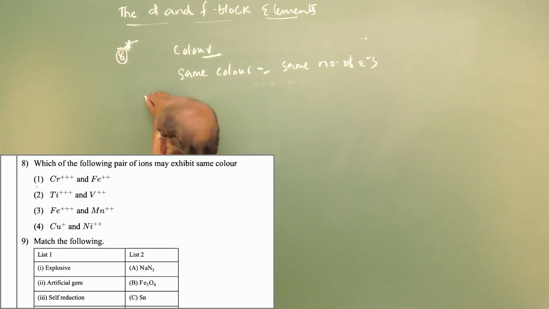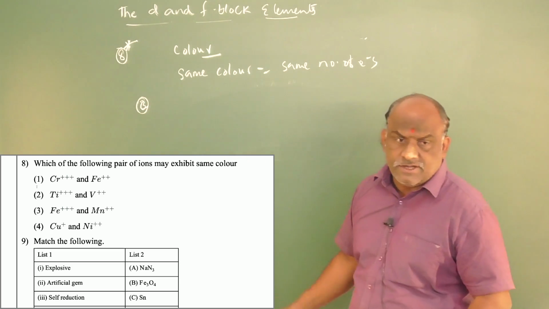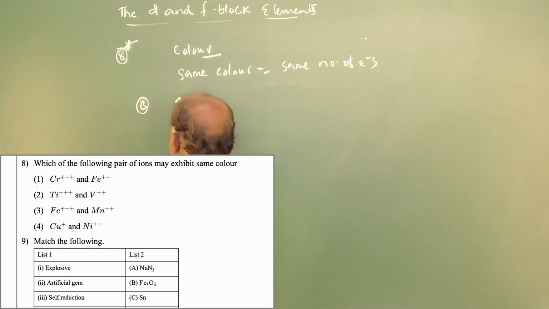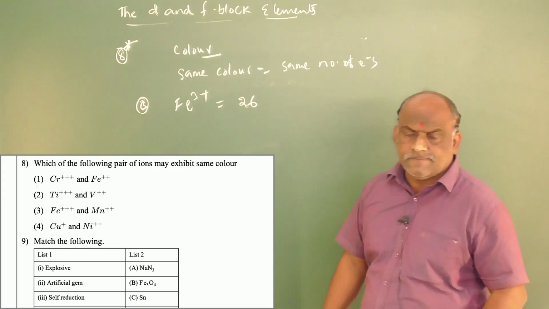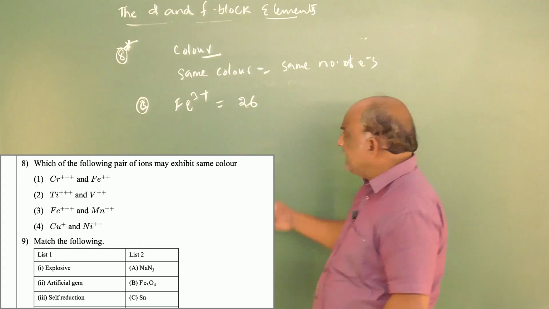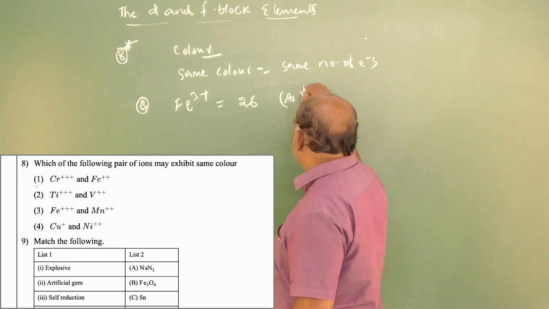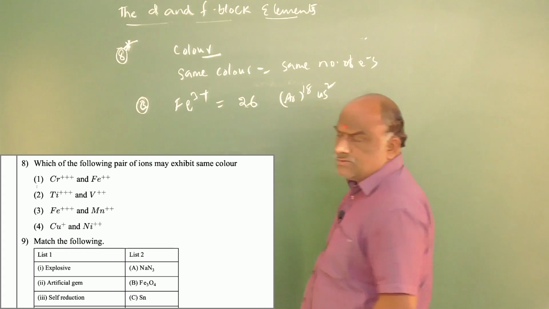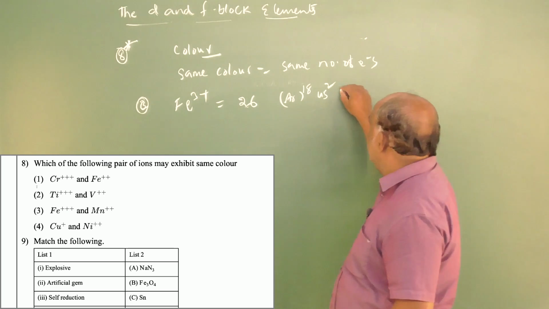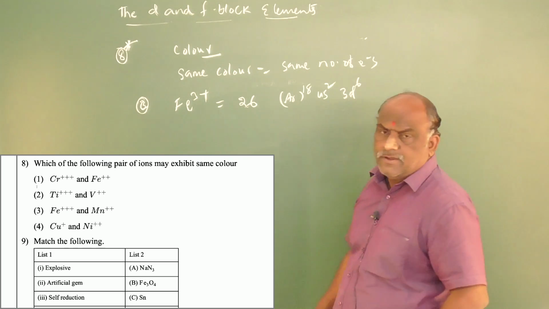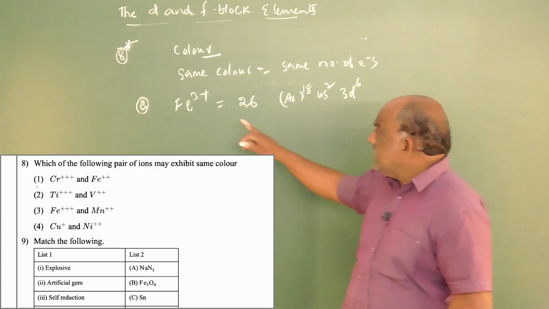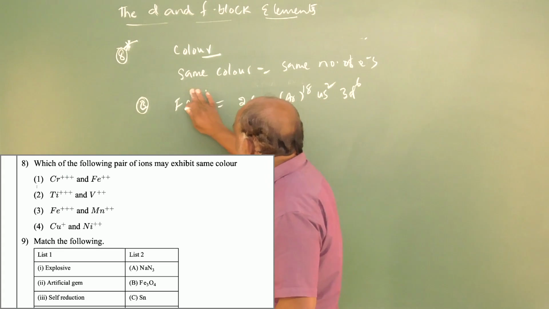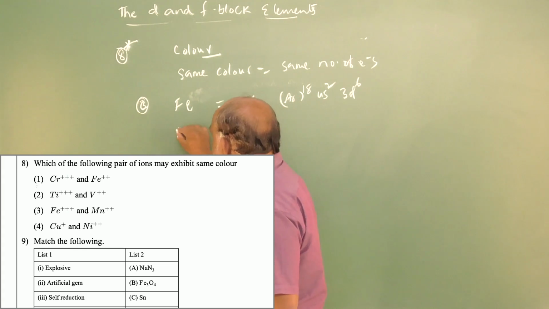If we go for option 3, option C, Fe3 plus: the atomic number of iron is 26. We know argon is 18, then 4s2, 20, 3d6. This is the configuration of iron, and for ferric, Fe3 plus.